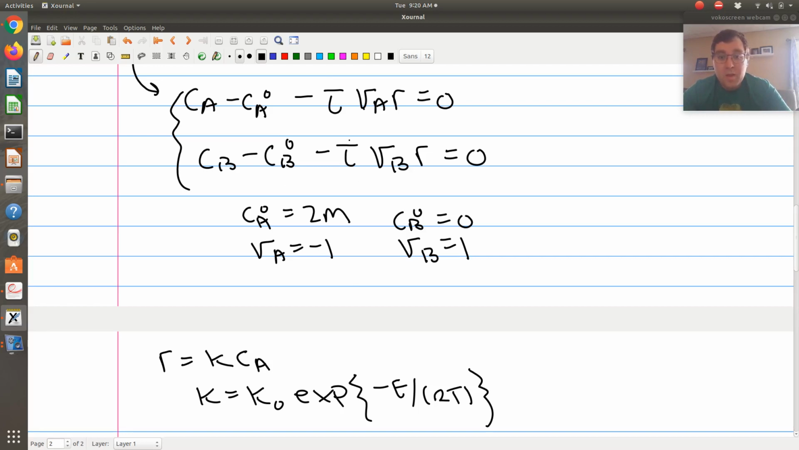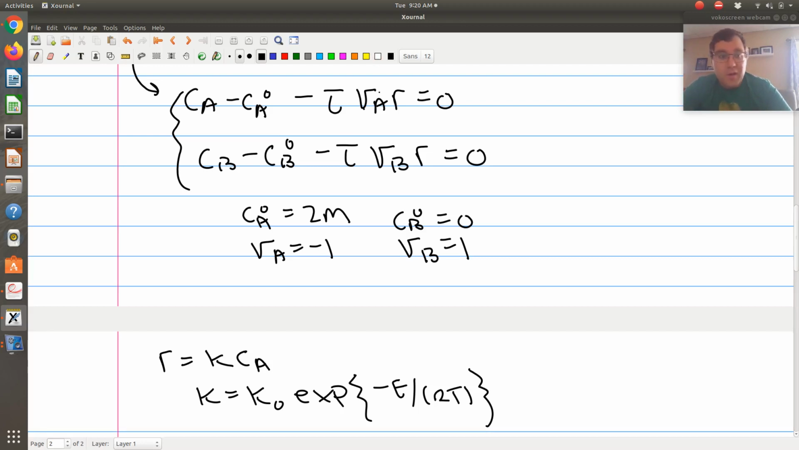But if I specify the value of tau, like for this tau, what is the concentration of A and B leaving my reactor? It reduces to a system of two equations with two unknowns. So I have a system of two equations with two unknowns that I could solve using fsolve.